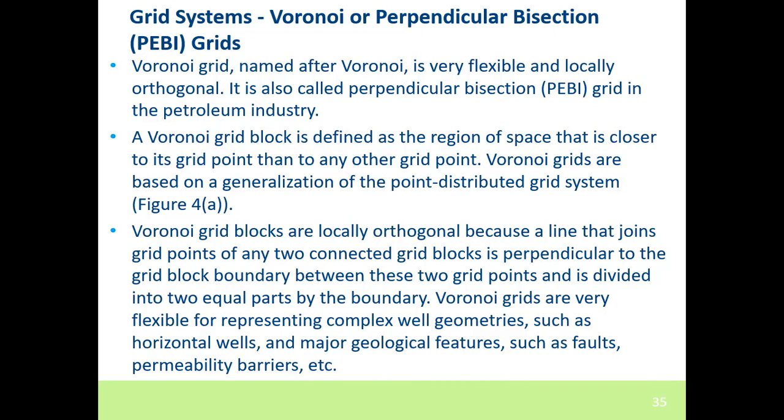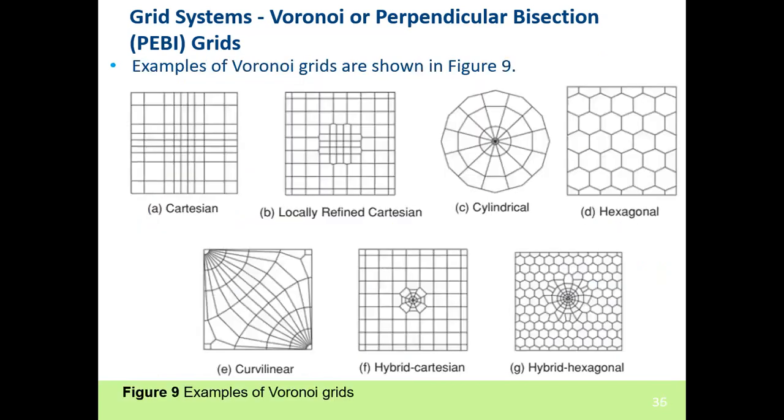That is, even though the grid system is not orthogonal, it's ensured that between the different grid systems, orthogonality is maintained, and so the errors are minimized, and it's flexible for representing complex well geometries, such as horizontal wells and even different features such as faults. If you look at it, these are different Voronoi grids.